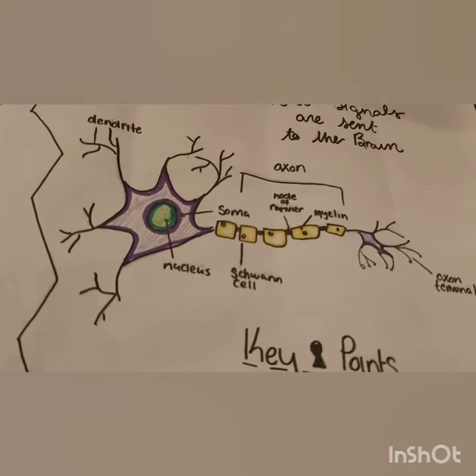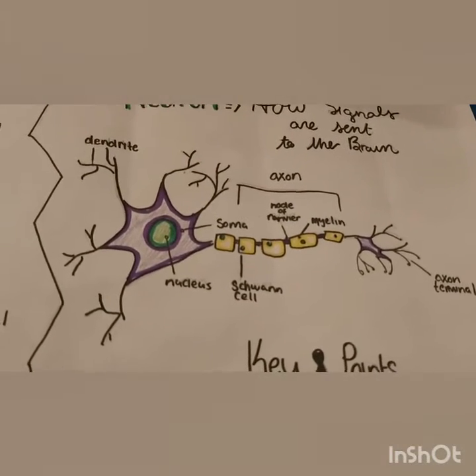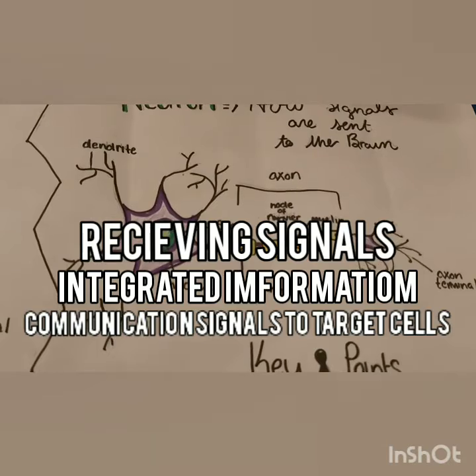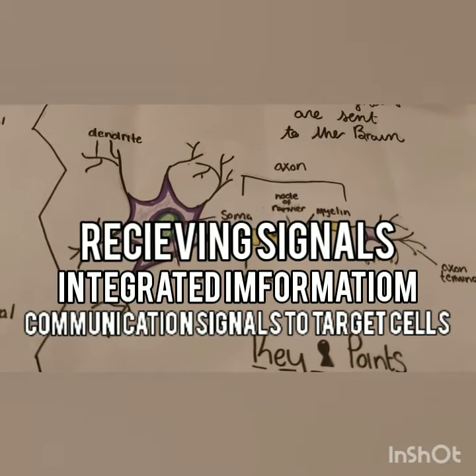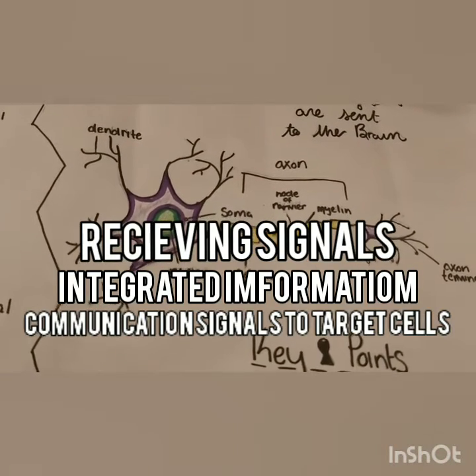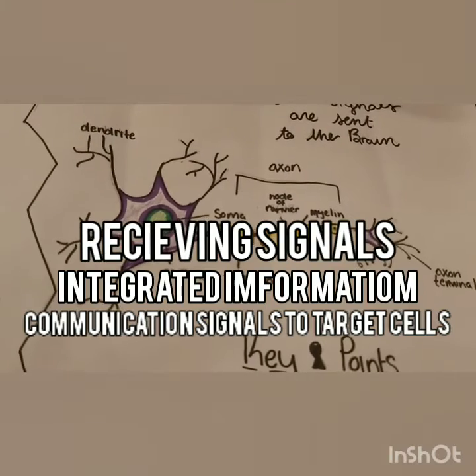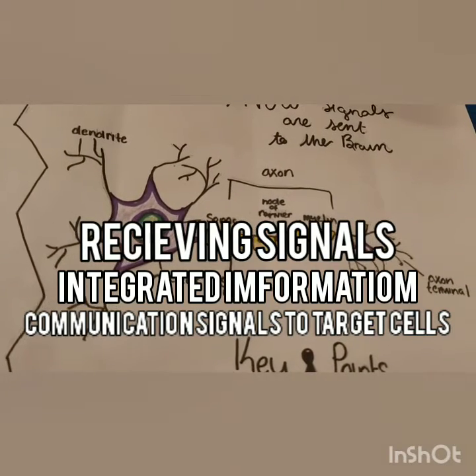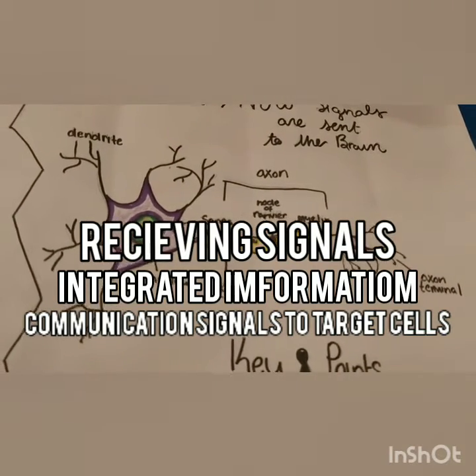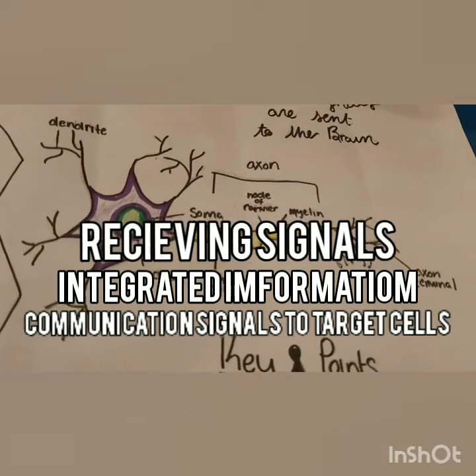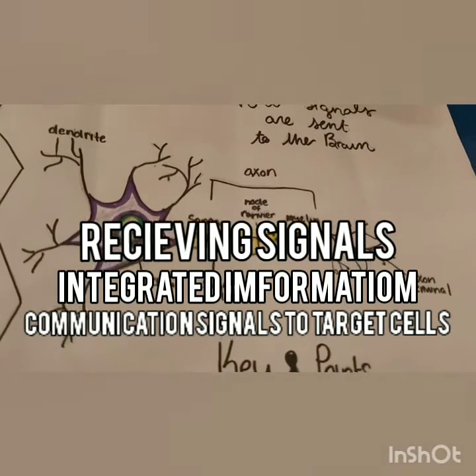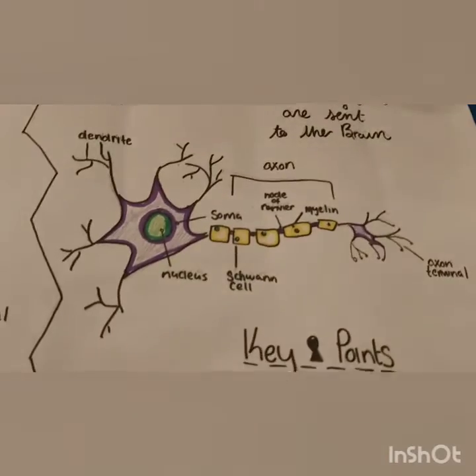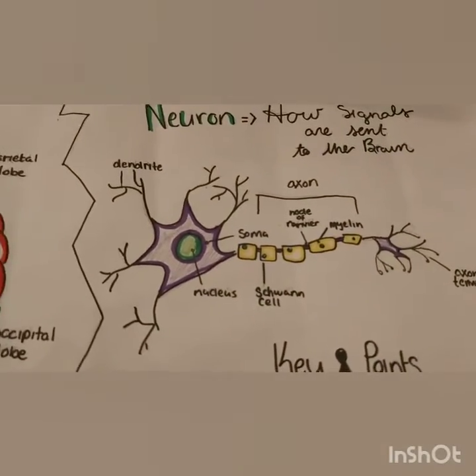So, a neuron is in charge of receiving signals or information. They want to integrate the incoming signals coming towards it, which will automatically go to your brain after it is sent through your body. It communicates signals to target cells as well. The neuron's functions are reflected in its structure. So let's look at its structure.